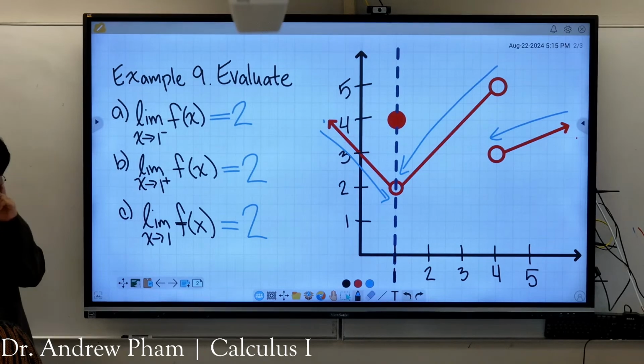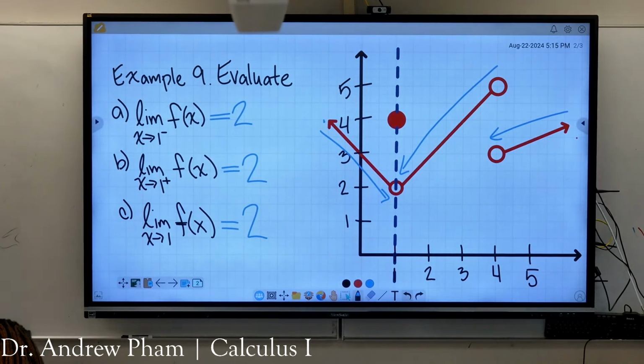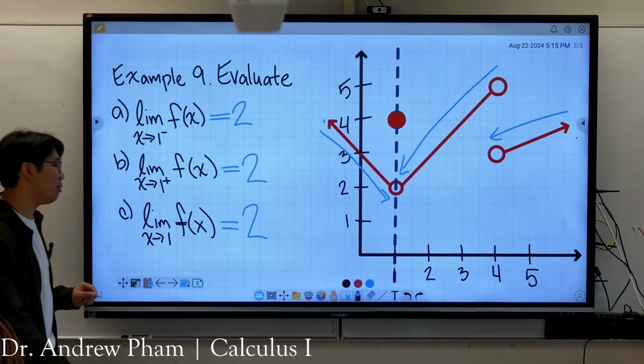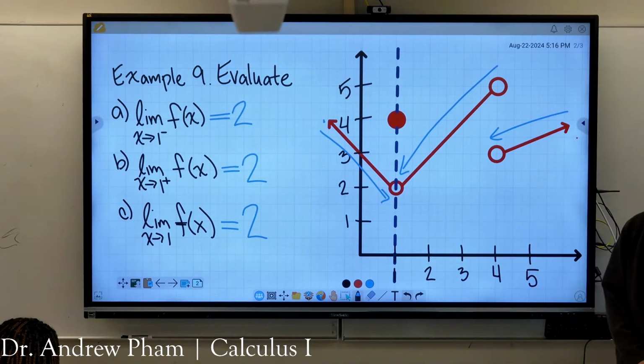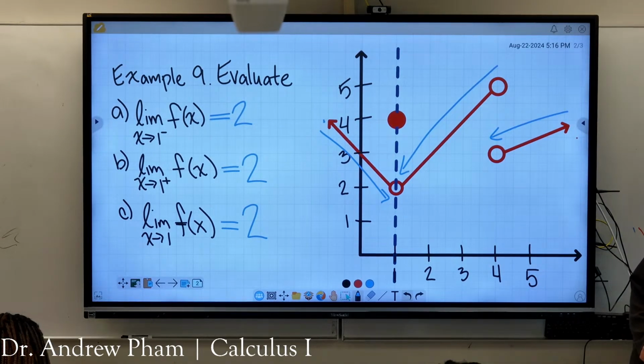And this should have been something very straightforward for us because, again, part C is a two-handed limit, the left and the right. Well, the left and the right were both going to 2. Therefore, the two-handed must also go to 2. So this is really great. All of my answers were 2. They all matched. However, this will not always happen.